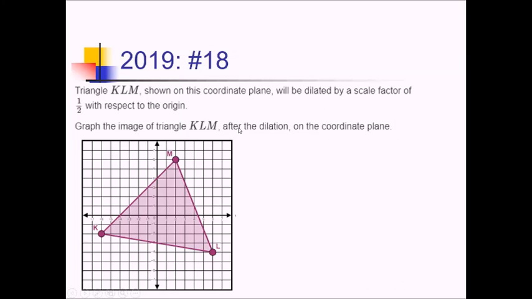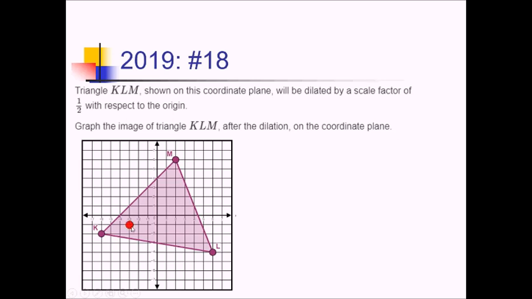On this problem, we're given this triangle, and we want to graph a dilation of this thing. We want to dilate it by 1/2, they said, with respect to the origin. So basically, figure out how far away you are from the origin in each direction, and multiply that by 1/2 to get a new point. So let's start with point K and see what that turns into. That's 6 away from the origin horizontally and 2 away vertically. So we're going to move it 3 away and 2 down here.